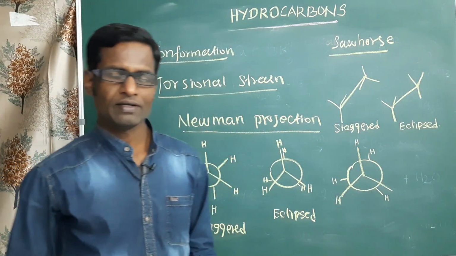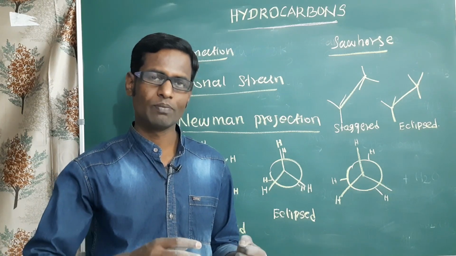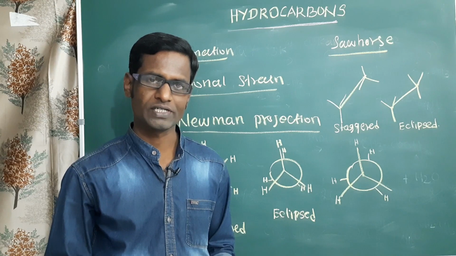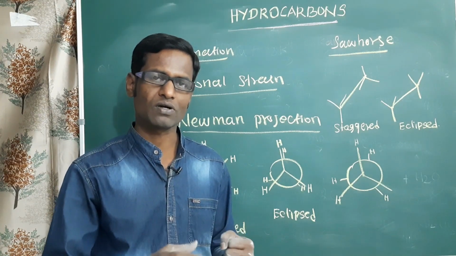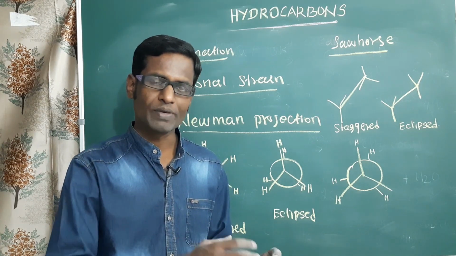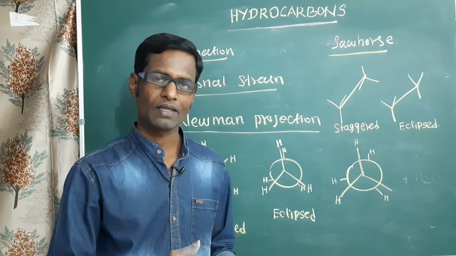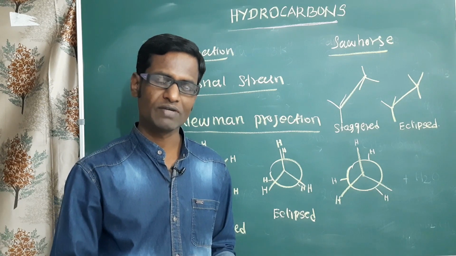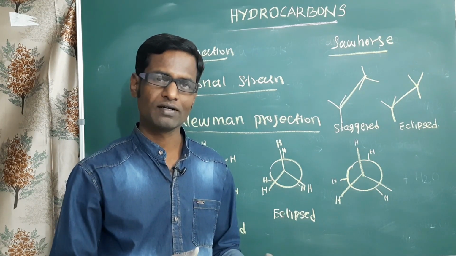I will repeat again. Example ethane. The free rotation of the carbon-carbon single bond provides different spatial arrangements, which are called conformations. It has some hindrance due to repulsion, which is called torsional strain. Three different types of conformations are there: staggered, eclipsed and skew. Staggered is more stable, eclipsed is least stable, and skew is intermediate between staggered and eclipsed.